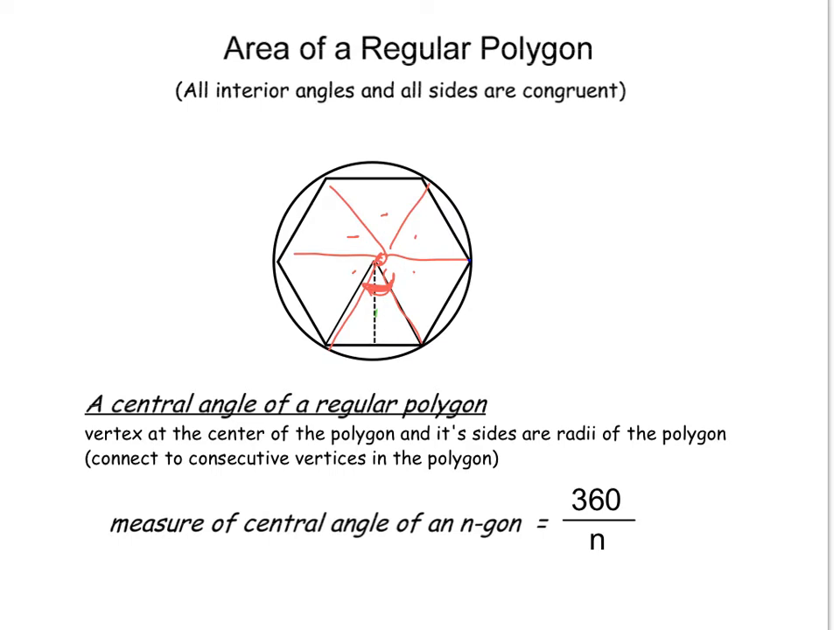So I'm going to take 360 and divide by, in this case, 6, or by n, the number of sides in our polygon, to get the measure of each central angle in a regular polygon. So the formula for the central angle of a regular polygon is 360 divided by n, n being the number of sides.